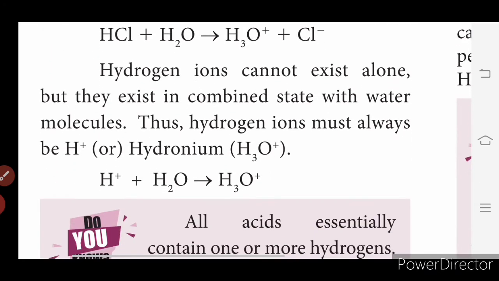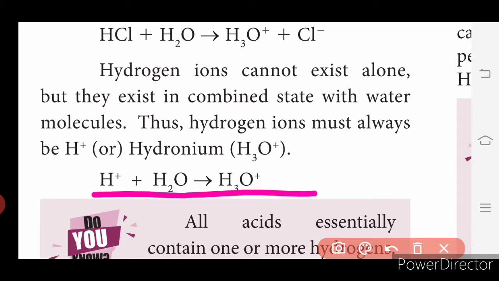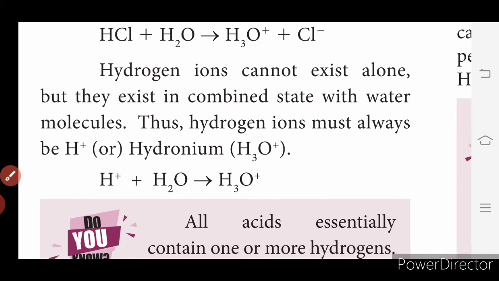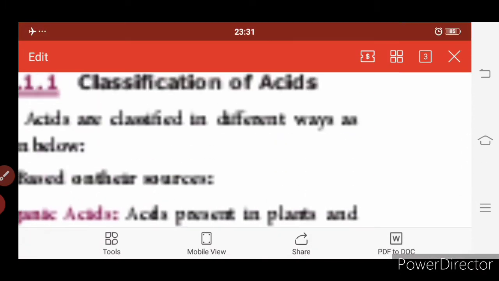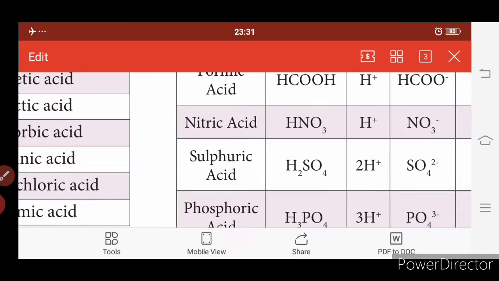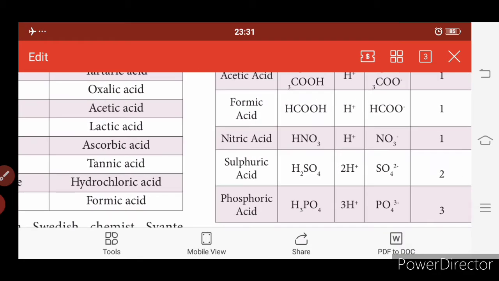So here you can see another example, H plus and H2O gives H3O plus ions. So here you have 3 atoms of hydrogen which gets replaced. And again in the tabular column 14.2, on the same page, you can see the ions formed by acids.